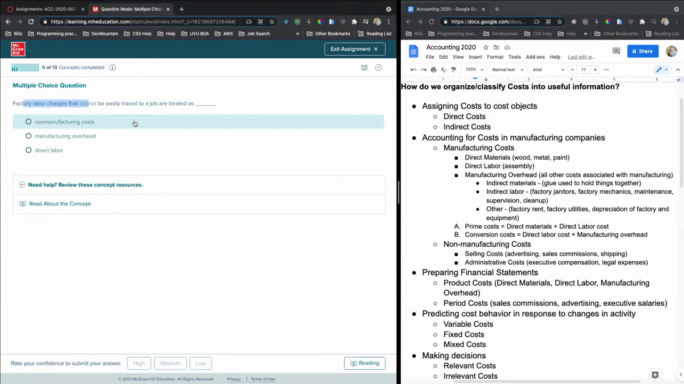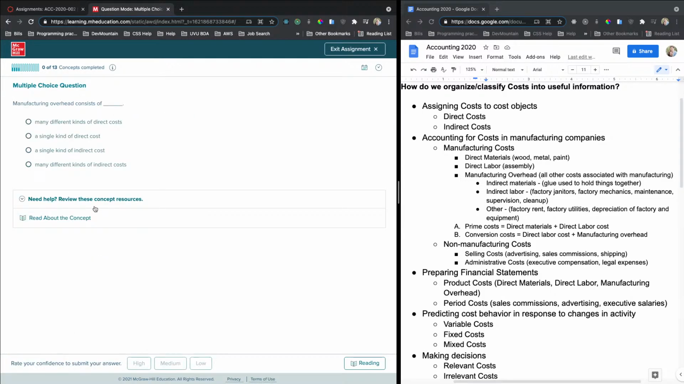Factory labor charges that cannot be easily traced to a job are treated as manufacturing overhead. Manufacturing overhead consists of many different kinds of direct costs. No. Single kind of direct. No. Single kind. Many different kinds of indirect costs. Costs assigned to units of product under absorption costing include both variable and fixed manufacturing costs.